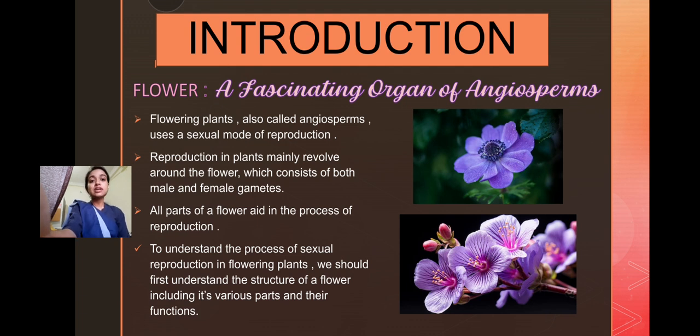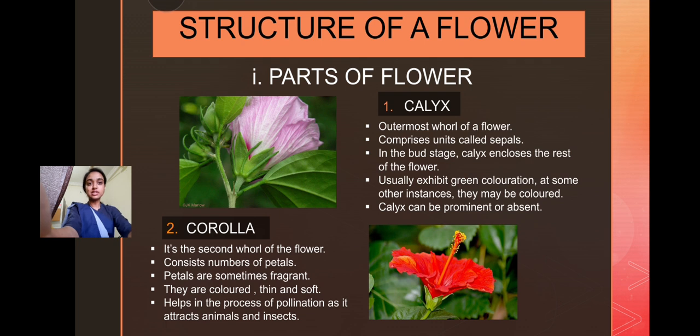So, to understand the process of sexual reproduction in flowering plants, we should first understand the structure of a flower, including its various parts and their functions. So let's see the structure of a flower. First, the calyx. The calyx is the outermost whorl of a flower. It comprises units called sepals. In the figure provided, we can see the green colored part.